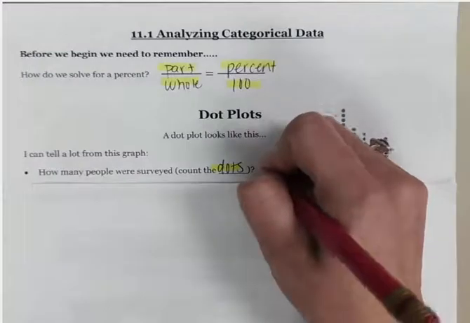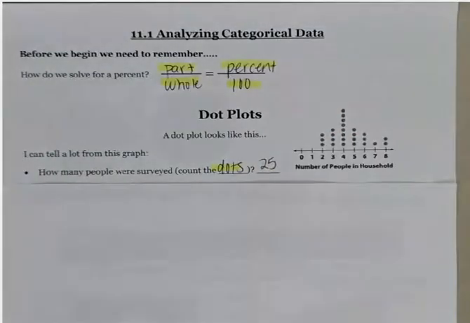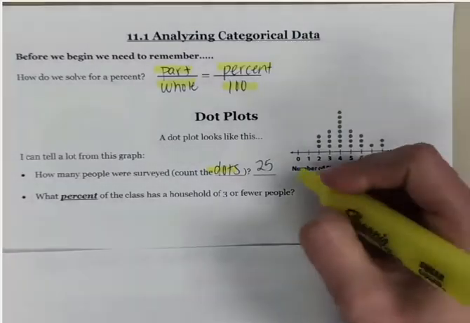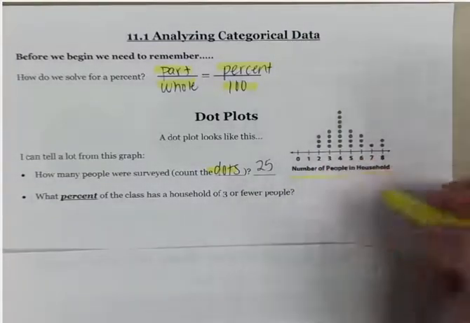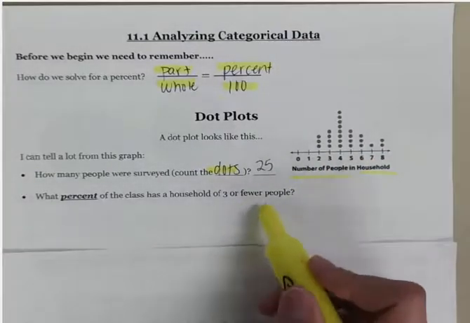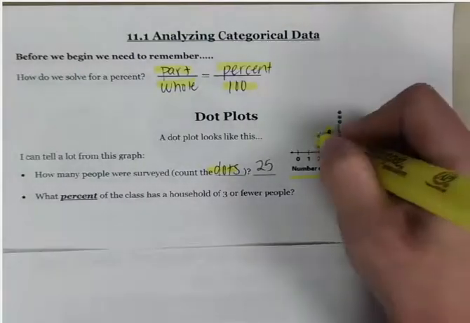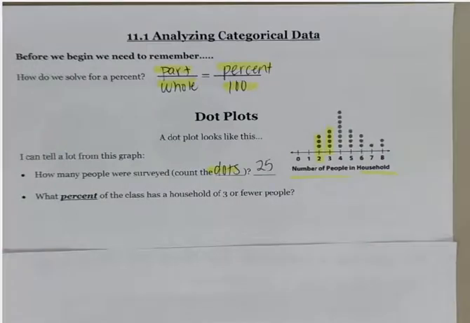I got 25. Now, if I'm wrong, tell your math teacher to come yell at me because I can't count. Alright, so the next one says, what percent of the class has a household of 3 or fewer people? I like to highlight, so I'm going to highlight the households, and this is the number of people in households. The households with 3 or fewer means I have 3, and then fewer means I'm going to get smaller, so I'm going to highlight these two.